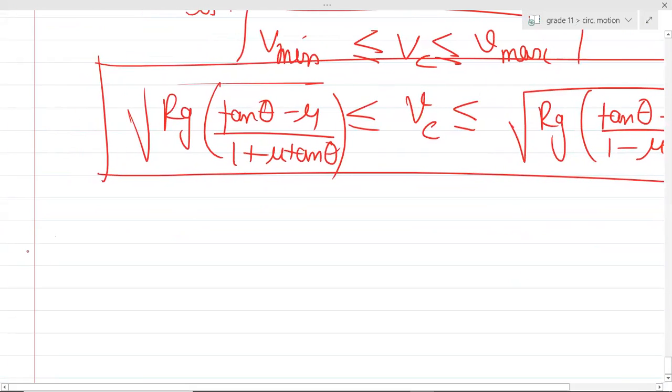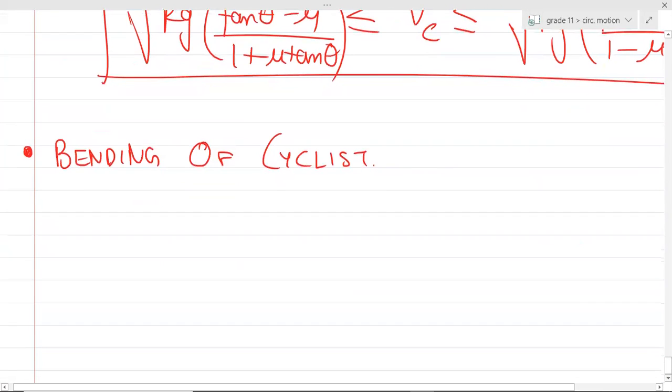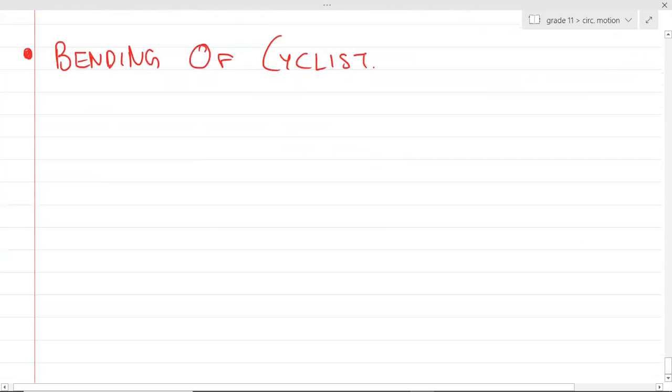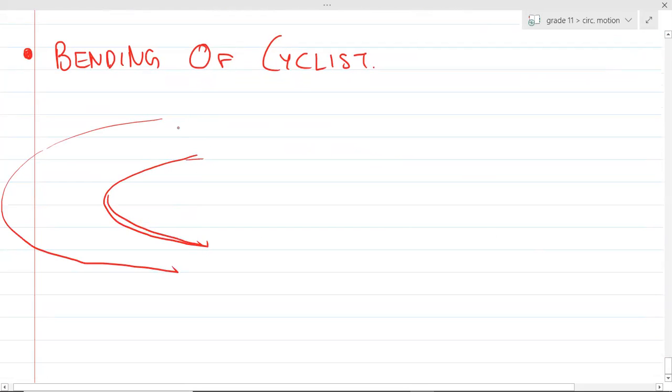Now the next concept is basically called bending of cycles. So suppose, guys, this is the circular track, and the cyclist bends like this. This is the wheel. So can you see the cyclist has bent like this? This is the cyclist.